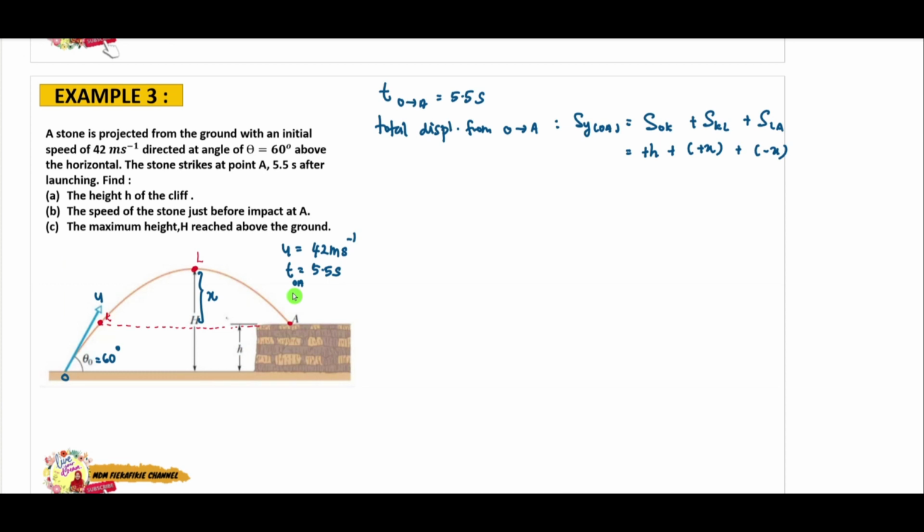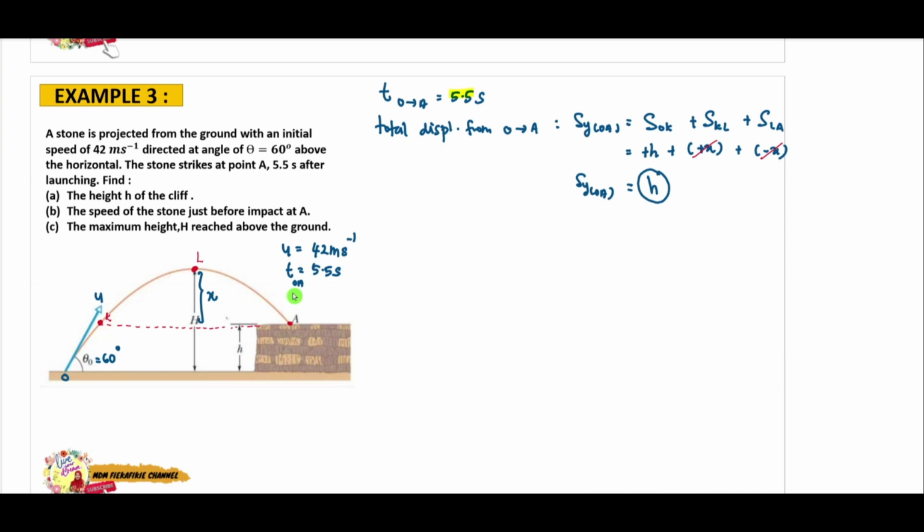So, saya boleh cancel positive X and negative X. So, we can write the total displacement travel in vertical displacement untuk batu tadi adalah positive H. Okay, SY from O to A. Okay, so based on this information, so I want to find the height of the cliff. So, sekarang kita dah dapat dah term H ini, iaitu the height of the cliff.